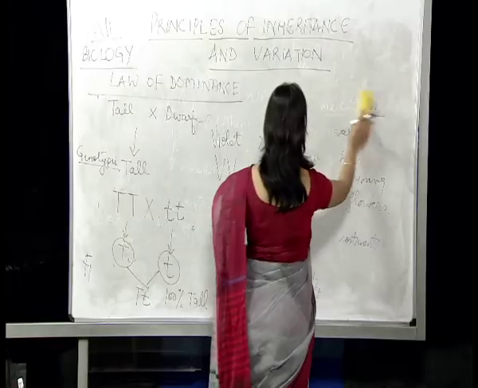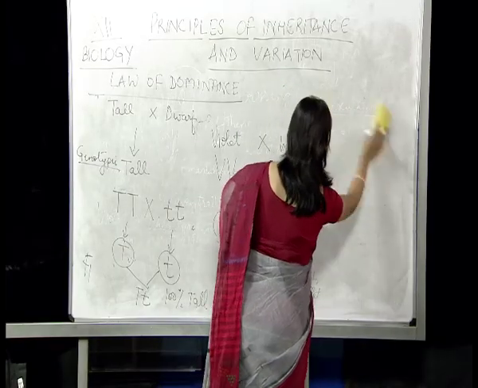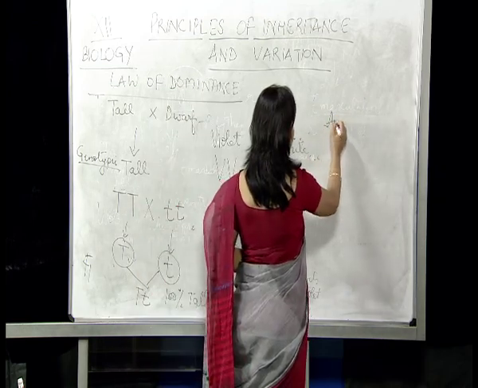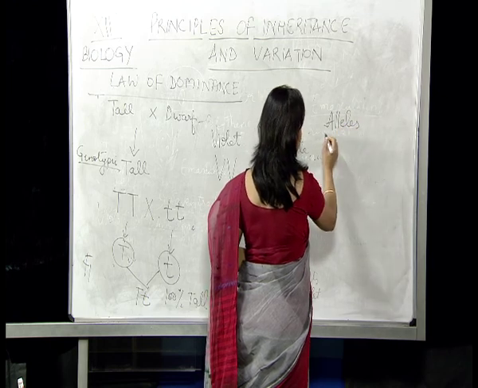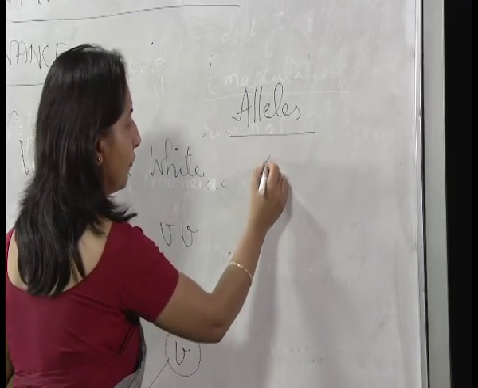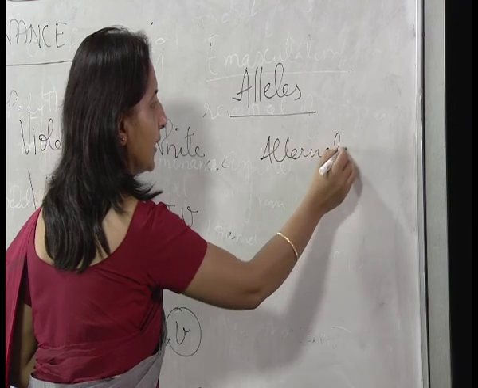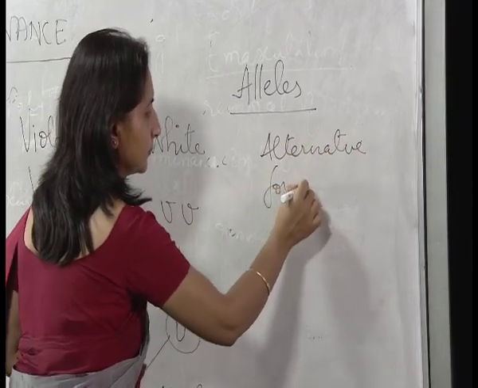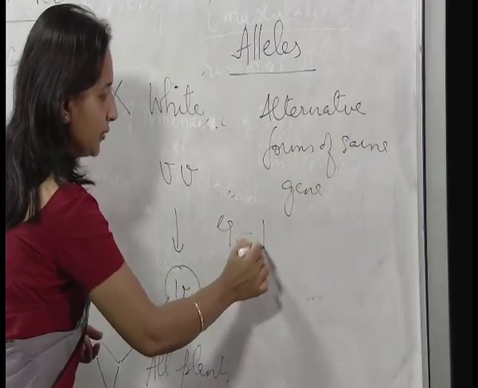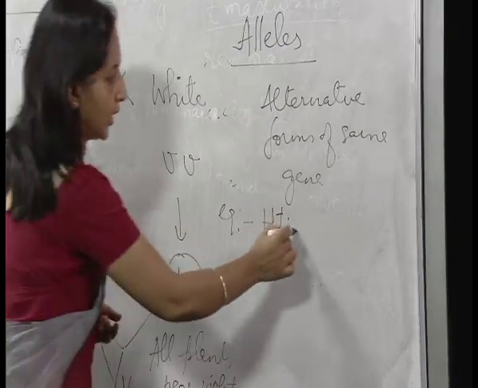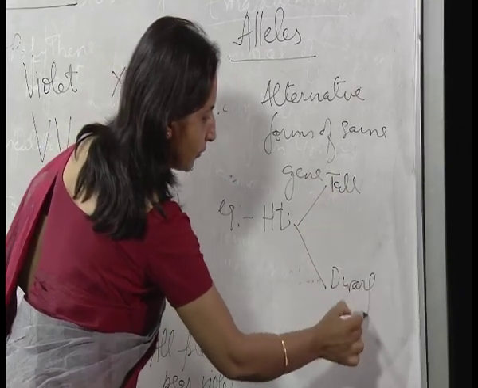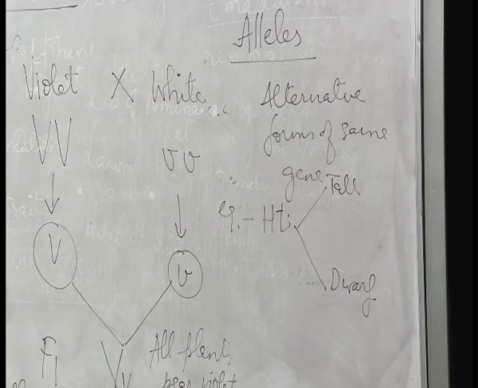Let us talk about certain basics of inheritance. In fact, this is the terminology which is used in genetics, and the first term is alleles. Now, what do we mean by alleles? Alleles means alternative forms of the same gene, which are slightly different from each other. For example, for the height of the plant, there are two alleles. One is the tall allele and the other is the dwarf allele. So alleles means alternative forms of the same gene.